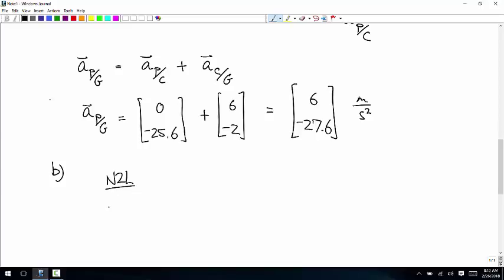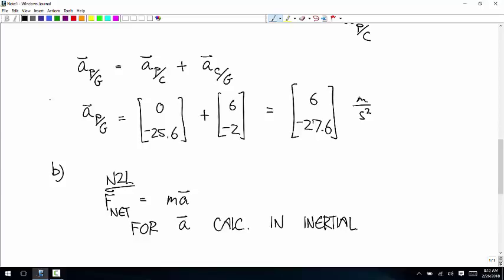That's right. Newton's second law says F net is equal to the mass times the acceleration, for an acceleration calculated in an inertial coordinate system. That means the coordinate system can't be accelerating. So if your coordinate system is fixed to the center and the center is accelerating, Newton's second law isn't going to work. Who's with me on that?